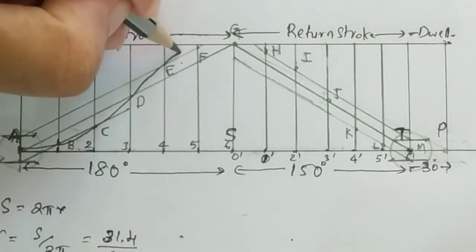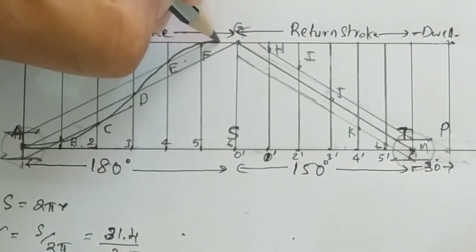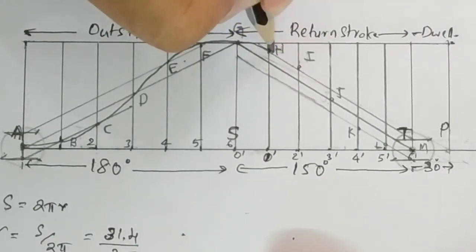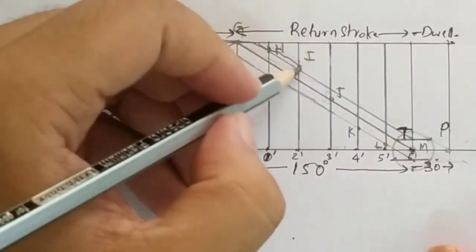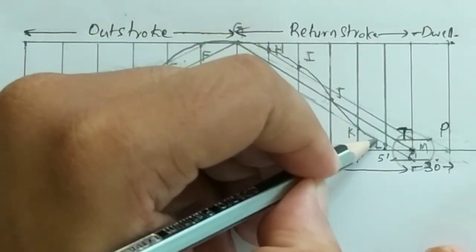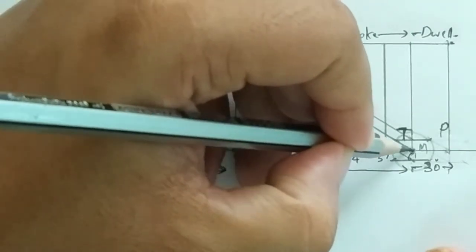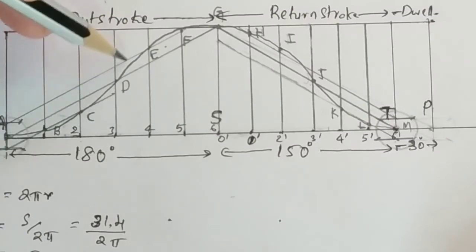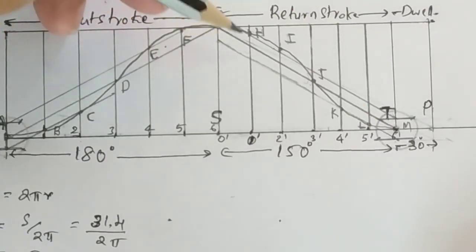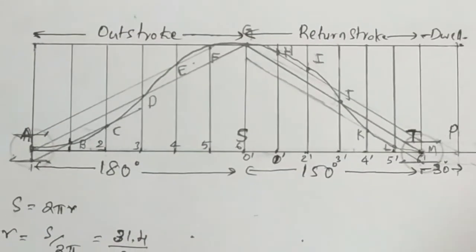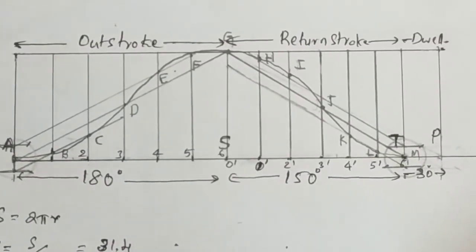E, F, then it should meet G. Then from G it should come down. So curvature should come like this, H, I, J, K, L, and it should meet the final value M. So you can see the curve should be just like an S, go up, then from there it is coming down like this. So this is the manner in which we will draw the displacement diagram for cycloidal curve.